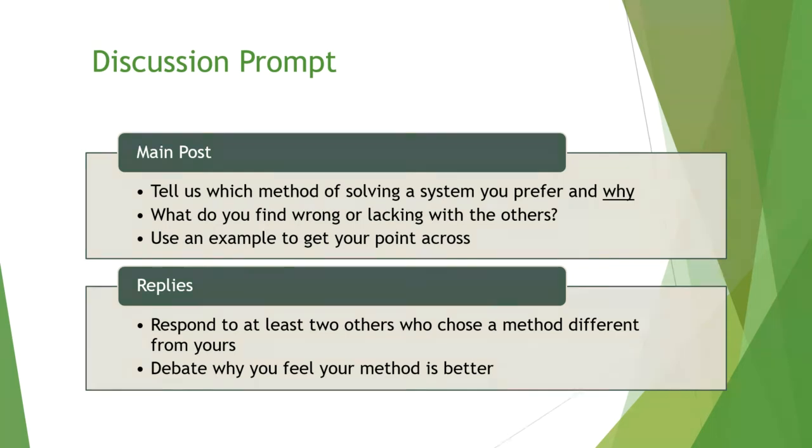When you reply, you need to respond to at least 2 others who choose a method different from yours. So don't reply to somebody that has chosen the same method. Well, you can, but you want to have at least 2 others that are different, because that's where we want to have some actual discussion. So you're basically going to do a little debate on why you think your method is better than the one they chose. Or maybe their reasons are so good you've been converted.